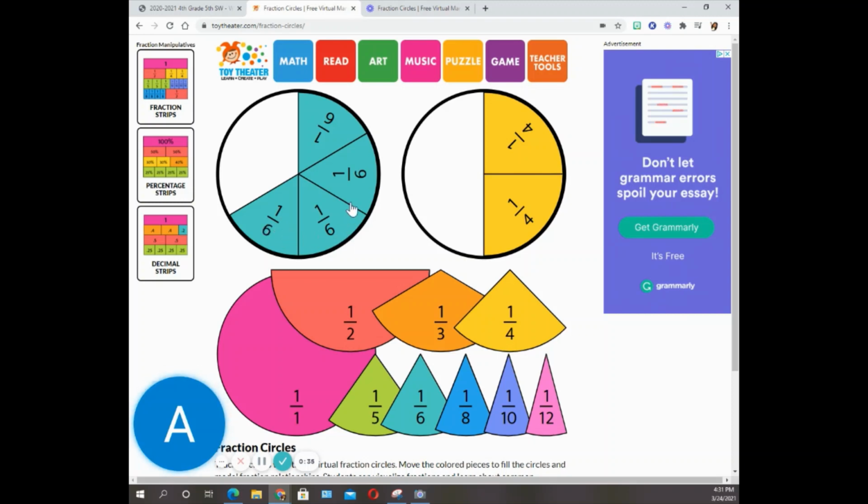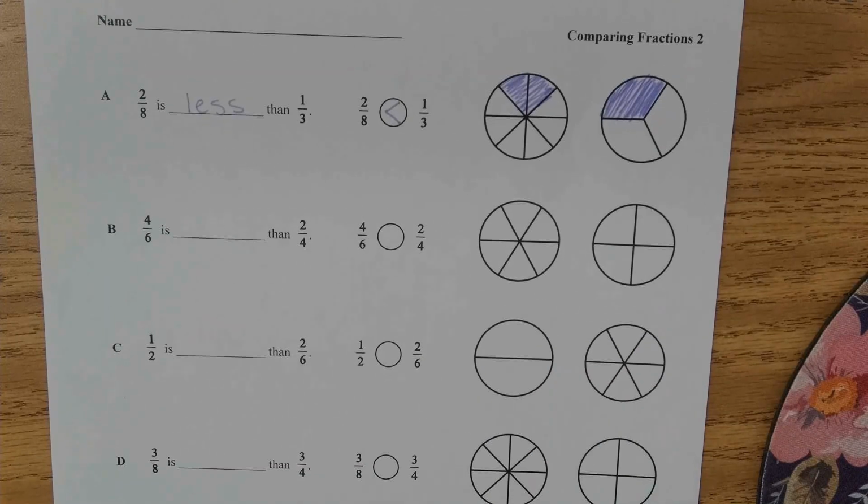I can see here that 4/6 is greater than 2/4. I can check right here because once I do this line right here, this part of this circle is equal or equivalent to having 2/4. I have another piece here, so I can tell that 4/6 should be greater than 2/4. So let's go ahead and go back to our page.